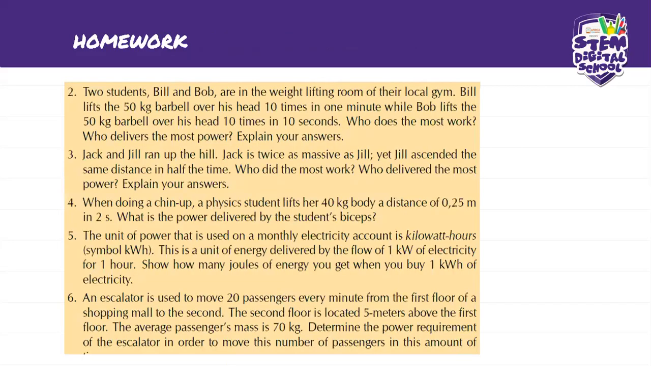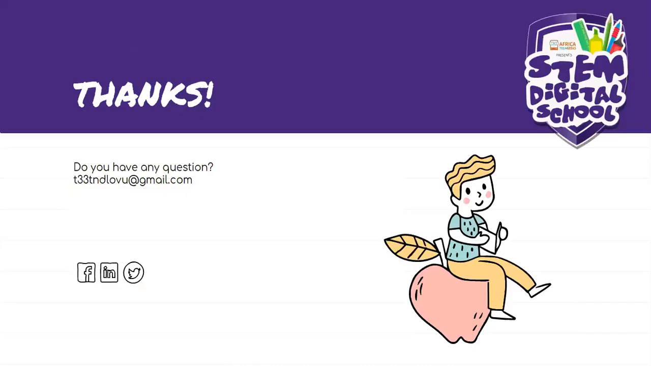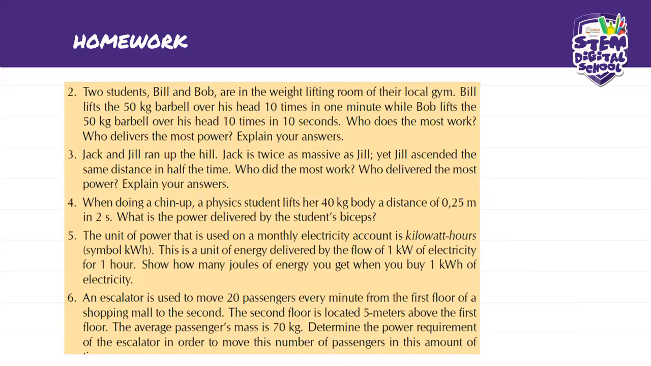So this is our homework for today. The homework is as it stands. It says 2 students, Bill and Bob, are in the weightlifting room of their local gym. Bill lifts a 50 kilogram barbell over his head 10 times in 1 minute, while Bob lifts the 50 kg barbell over his head 10 times in 30 seconds. Who does the most work? Who delivers the most power?